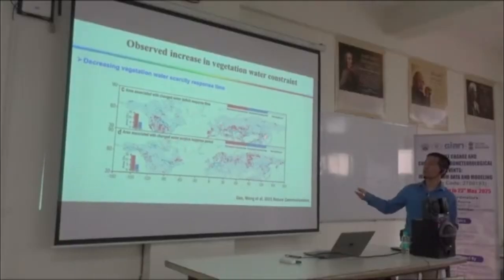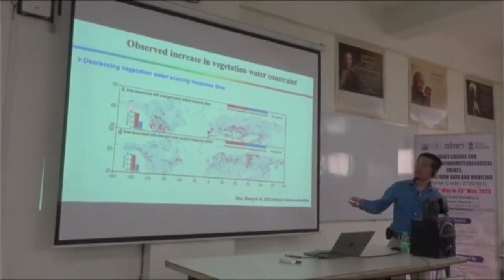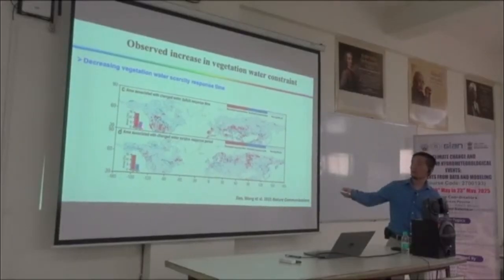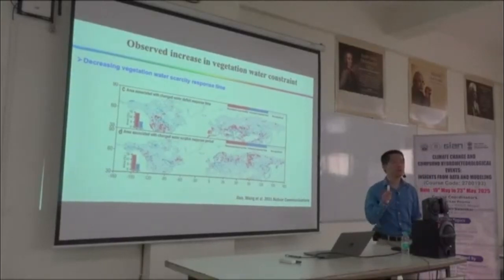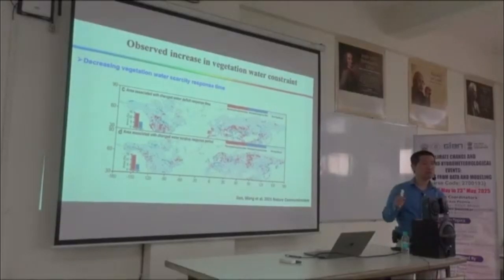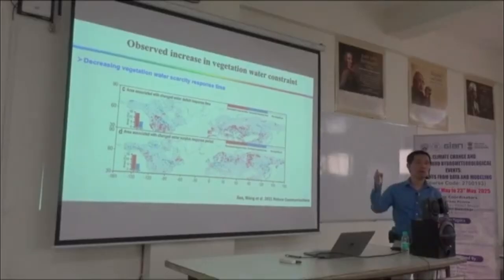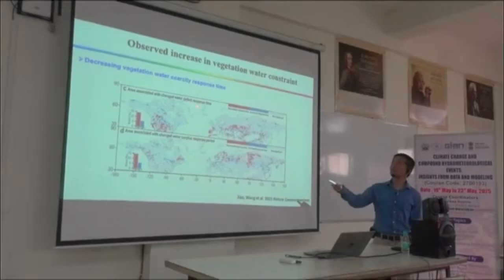So on the top is the water deficit region. What we saw is the percentage of regions where response time decreases is much bigger than the regions where time increases. So what that tells us is on average, the response time in responding to water shortage becomes shorter and shorter, right? So in the past, maybe 1 month, if you have a drought event, plants didn't grow well. Right now, maybe you have half a month, right? So the response time becomes shorter and shorter. That's for water deficit region.